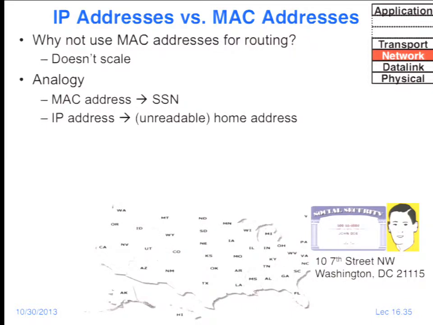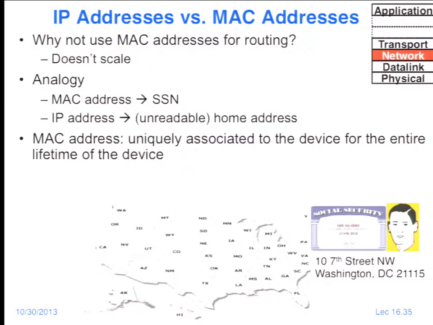The MAC address you could think about as being something like a social security number for people. It has no geographic organization, whereas the IP addresses are organized in a kind of coarse-defined manner, like home addresses, just simply flipped.